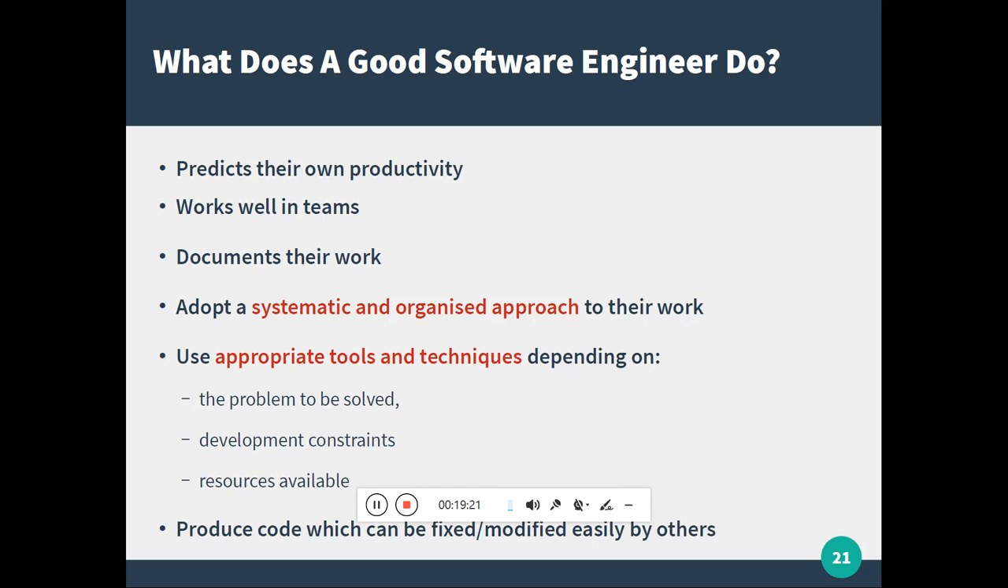Therefore, think about how a good software engineer works. When a software engineer is given a software project, the first thing is to consider whether I can handle this, right? Which is very important. Sometimes I think I can do many things, but sometimes I cannot. Therefore, predicting their own productivity is a tough thing. And after that, we find a team to work with. They will work full time and do some brainstorming and elicitation.